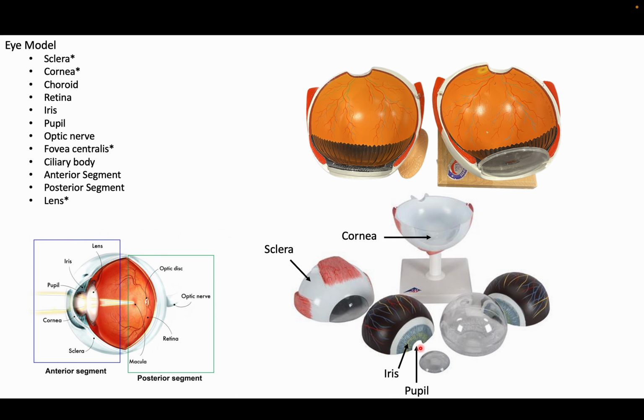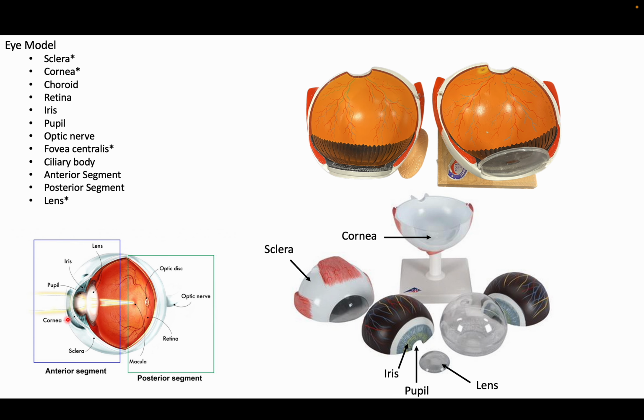So light comes in via the cornea, travels through the pupil, and then hits the lens. The lens is a structure that is more towards the inner part of the eye. So the lens is not in the anterior. It is in the anterior segment, but it's more in the posterior part of the anterior segment.